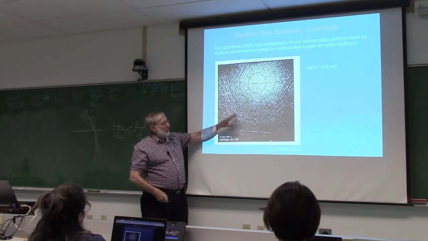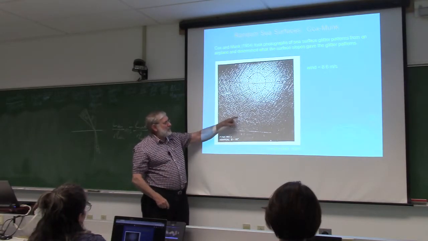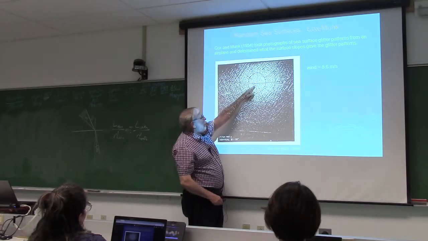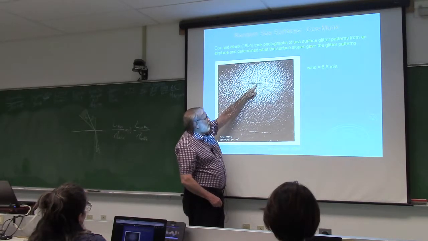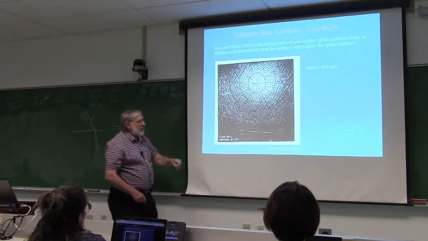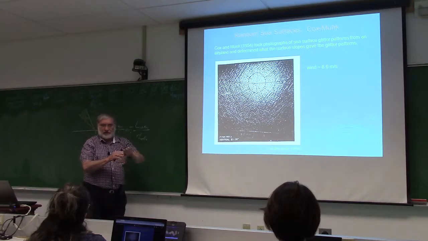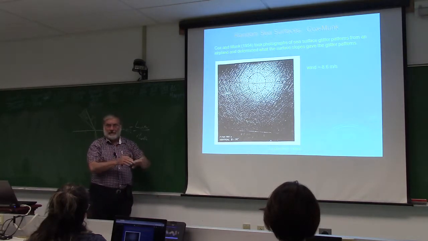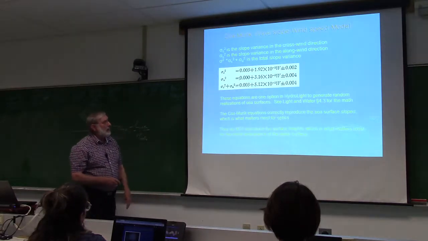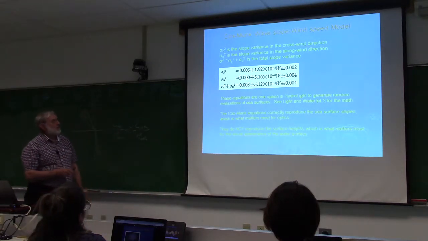So they were able to literally sit down and analyze these pictures as a function of how far you are from the middle here and as a function of direction relative to the sun, and figure out what the statistics of the sea surface were for a given wind speed that would give me that glitter pattern. And the equations turned out to be really simple.